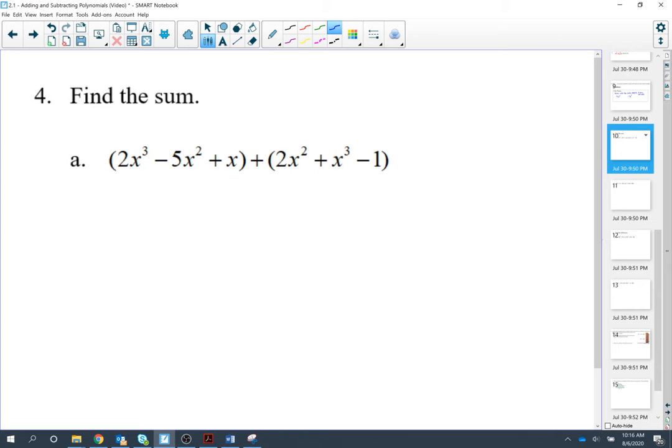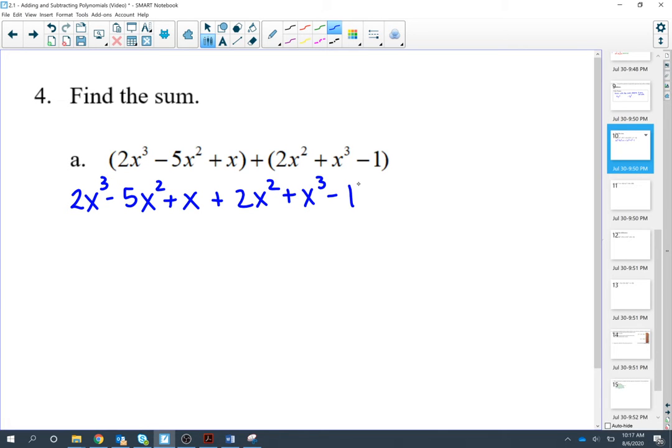The first thing is, are the parentheses really necessary? And the answer to that question is no. If I'm adding something to something, I don't really need the parentheses. So I'm just going to rewrite it as 2x cubed minus 5x squared plus x plus 2x squared plus x cubed minus 1.